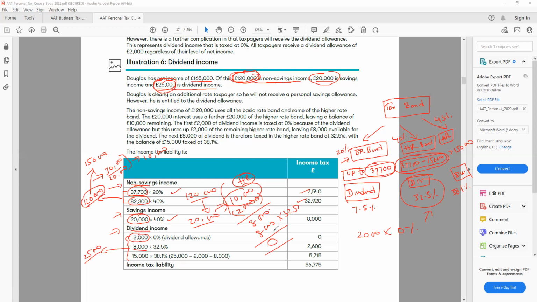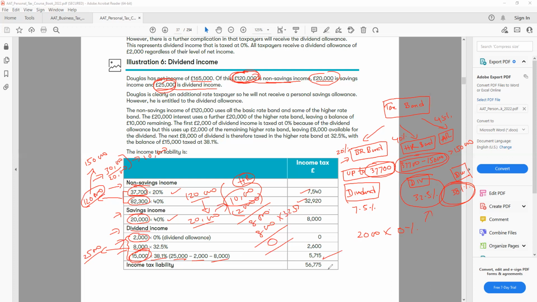Any income I have more than 150 will go to the additional rate. Now my dividend income is not covered yet. I have only covered 10. 2 is for the zero rate and 8 is for the higher. Still I have 15 left. This 15 will move to the additional rate. And we know the additional rate is 38.1%. So the balance of the dividend income, 15,000, will be multiplied by 38.1%. That is 25 minus 2 and 8. And that will give us the figure.